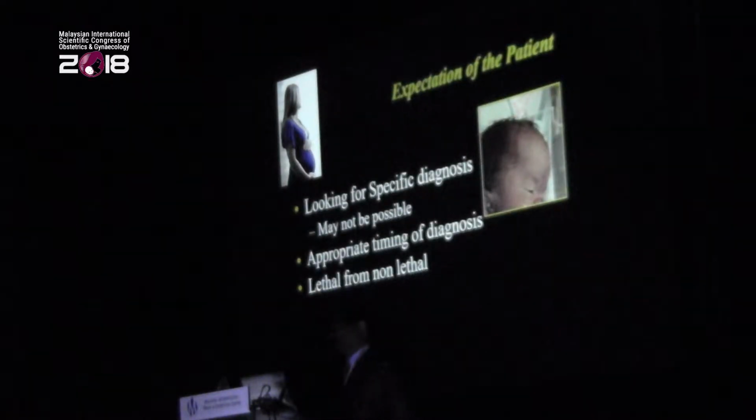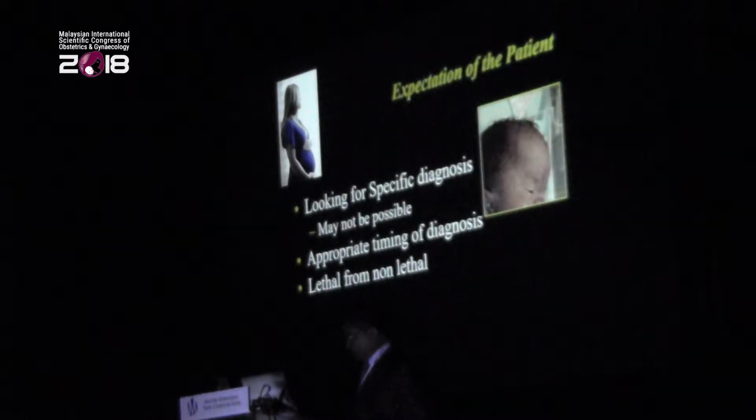Now, when we tell the patient that there is a skeletal abnormality, the patient has a significant expectation of identifying the actual condition. Unfortunately, when it comes to skeletal dysplasias or skeletal abnormalities, a specific diagnosis is often not possible. And one has to remember that one needs to make a diagnosis of this condition at an appropriate time, because the decision may change according to the time of diagnosis.